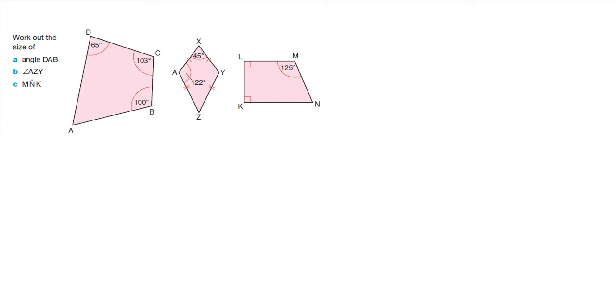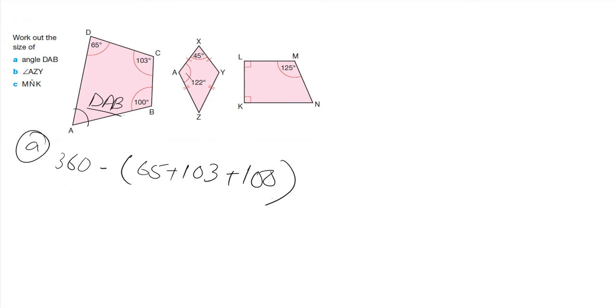So here are some more figures. We have to find the unknown values of the angles. Let's check out this first one. You know that we have three of the angles, and we are going to find this DAB angle, the unknown angle. So what do we need to do? Cancel out these all three with 360. We will find out the DAB angle. Yeah, that's our part A.